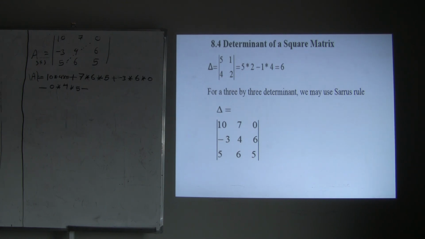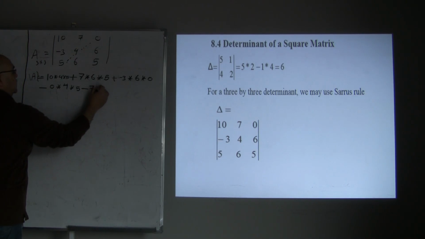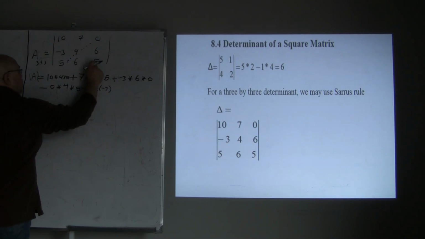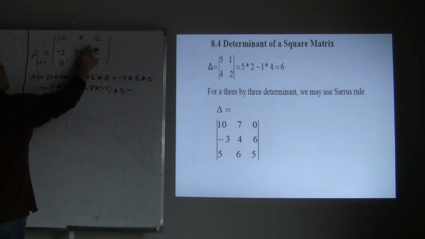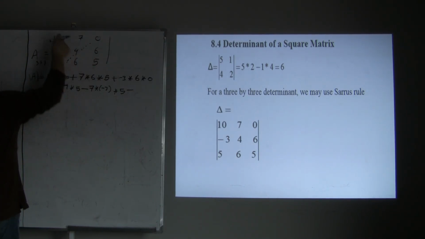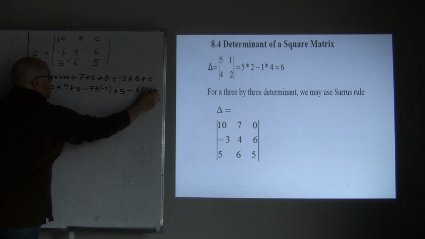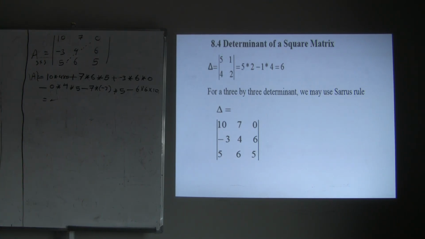The base of the upper or the lower triangle times the vertex of the upper one. So start, I can go for 7 times negative 3, then 5. Do it once more, minus 6 times 6 times 10. You will have the value of your determinant. This is called Sarrus's rule.